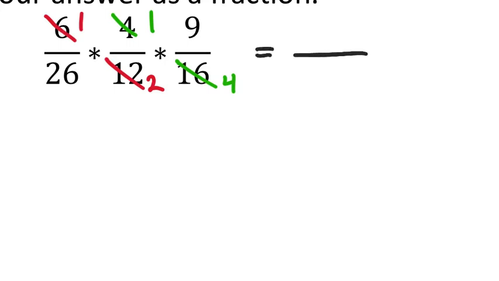So let's look at our new numerator on this one. I'd have 1 times 1, which is 1. And then 1 times 9 is 9. So that's my new numerator, 9.